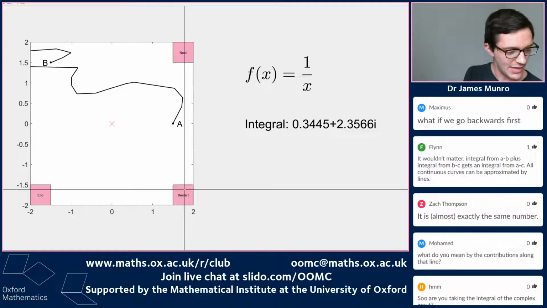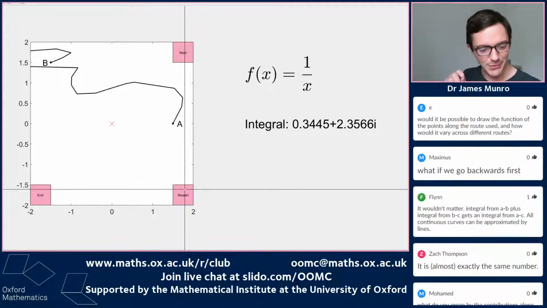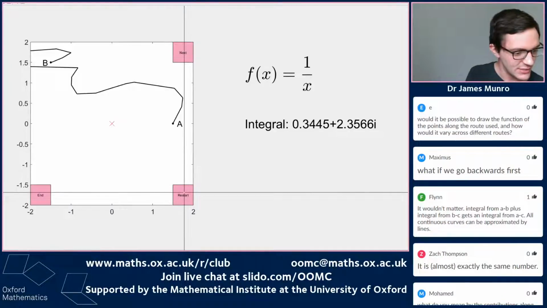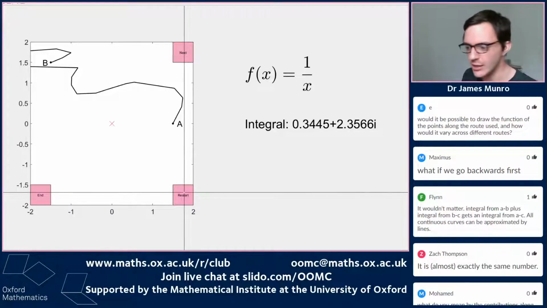Would it be possible to draw the function of the points along the route? That's a really good idea for a plot, and see how it varies across different routes. So on different routes, you get different values of the function along the line. The values of the function are still complex numbers. So it's not easy to draw that picture because the output is complex as well. Okay, but I think people are getting to this looking pretty good.